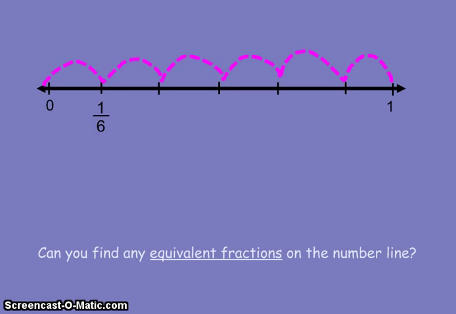1/6, and then 2/6, 3/6, 4/6, 5/6, and finally there are 6/6 in one whole. Can you find any equivalent fractions on the number line?